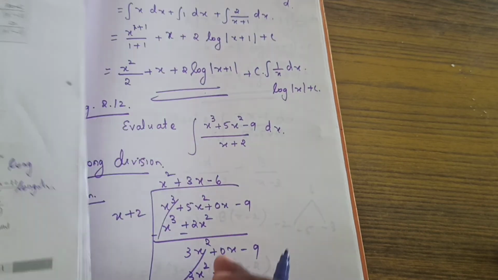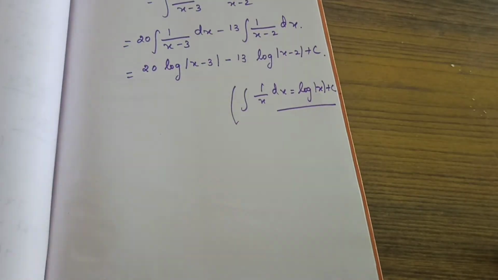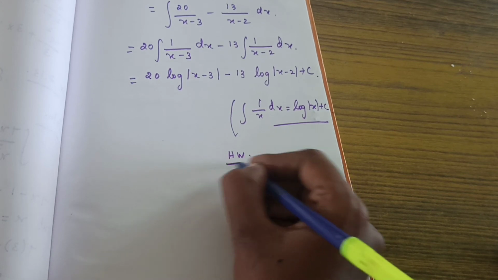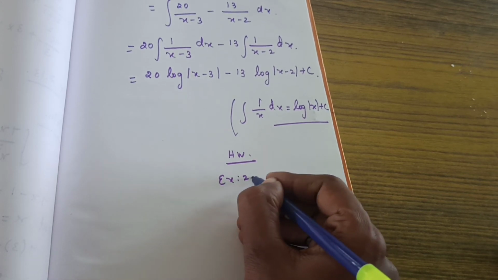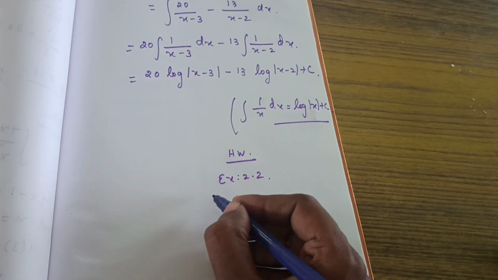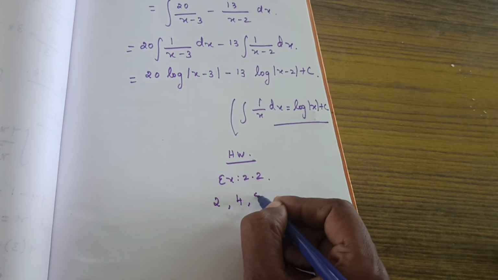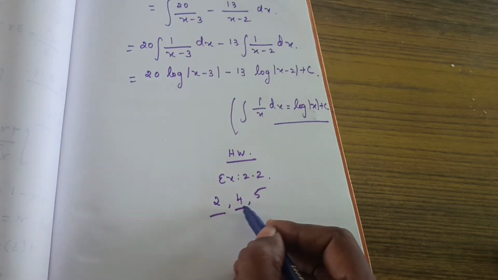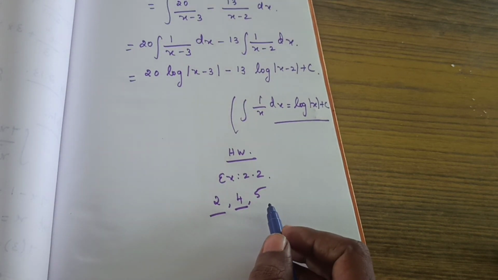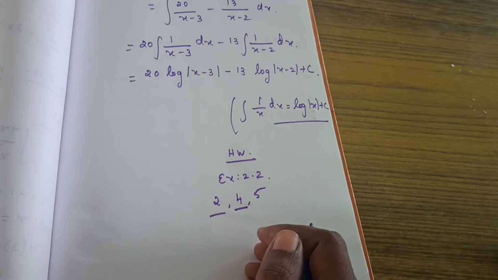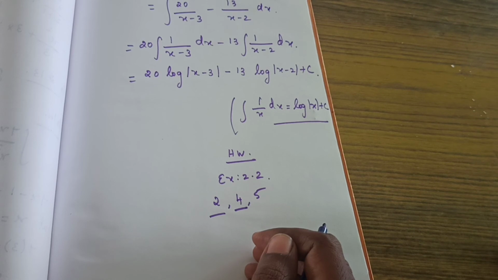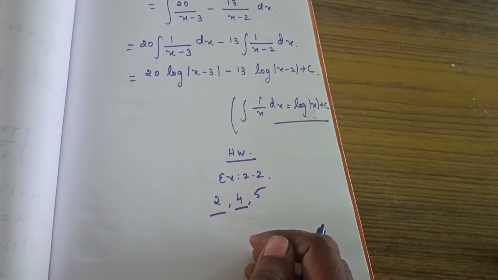So please students take down your homework. Your homework is exercise 2.2, problem number 2, problem number 4, problem number 5. Problems 2 and 4 both are long division. This fifth problem is the partial fraction method. Understand students? If you are not thorough in partial fractions, take your last year book and go through the second unit, first section. We have learned the 3 types.